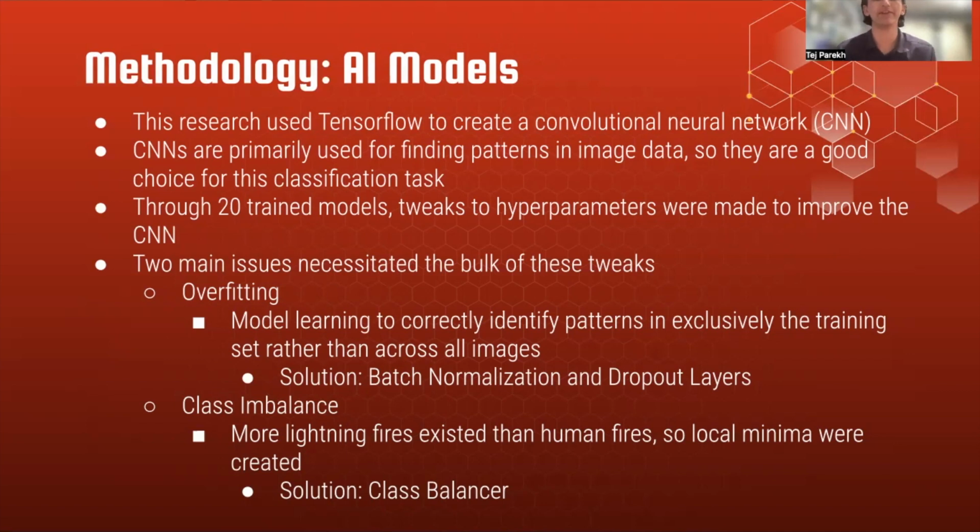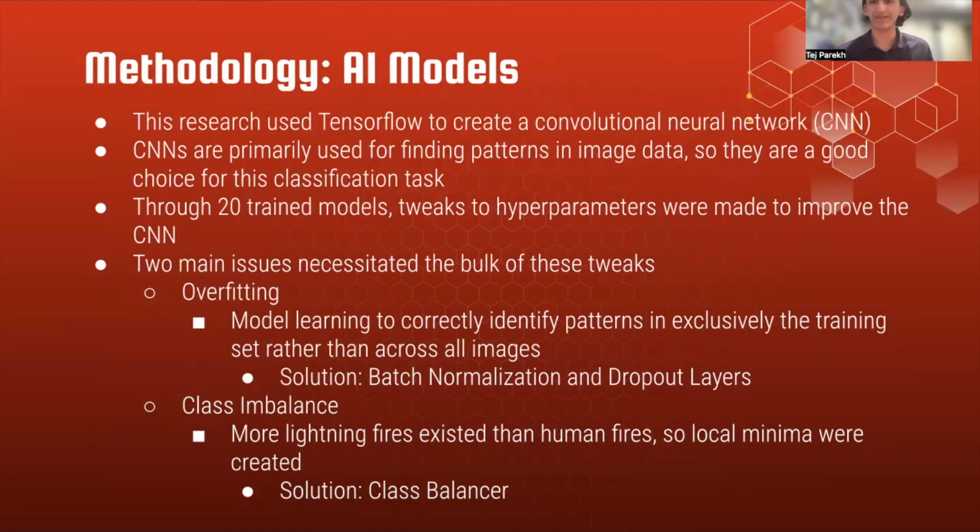So two main issues necessitated the bulk of these tweaks, those being overfitting and class imbalance. Overfitting is when the model learns to correctly identify patterns in exclusively the training set rather than across all images. So it gets super used to seeing the same training images over and over and thinks that the patterns it sees in the training images have to apply to all images, when in reality they could just be patterns exclusively in the training images. The solution I chose was batch normalization and dropout layers, which basically discouraged the model from hooking onto these minute details that are only seen in some images in the training set.